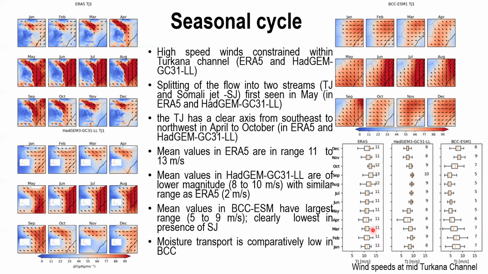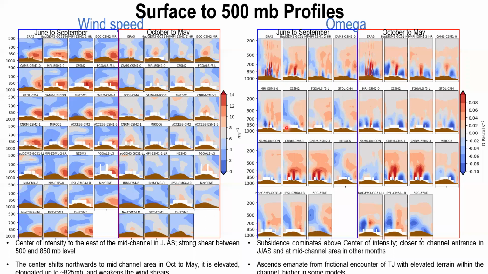The range of values in ERA5 is between 11 and 13. There is a similar range of values in the HadGEM, between 8 and 10, but the values are more varied in the BCC model, and they are particularly low during the presence of the Somali Jet. We also see that, in terms of moisture transport, relatively low moisture is being transported in the BCC model.